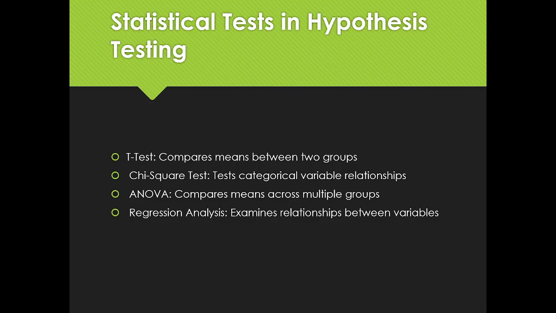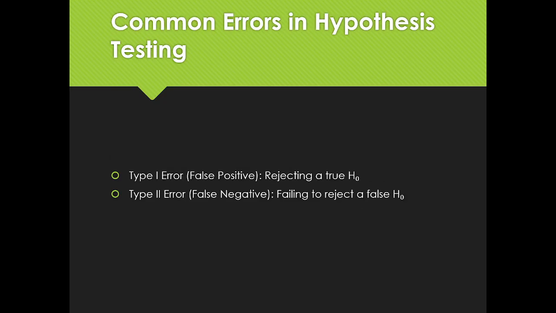We can also use ANOVA. ANOVA is used to compare means across multiple groups, unlike the student t-test that compares means between just two groups. Then we can use our regression analysis. We know the different types of regression. If you don't, refer to my video where I explain regression. It explains the relationship between our variables.